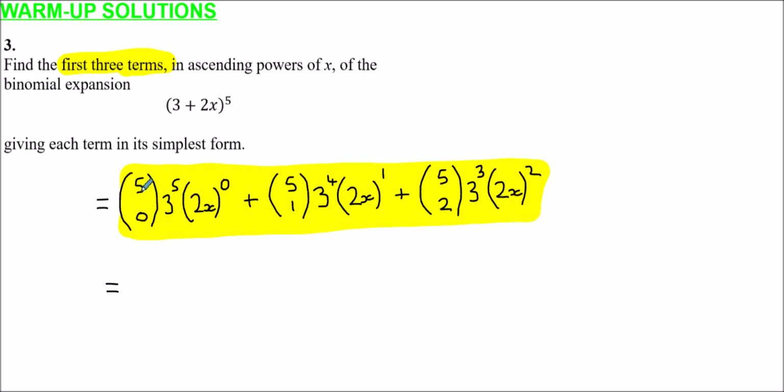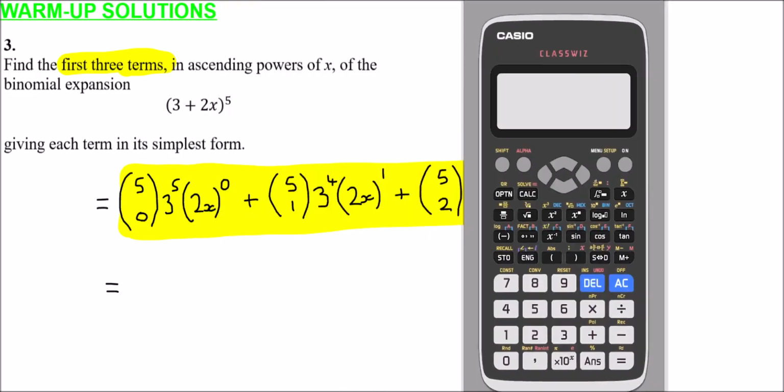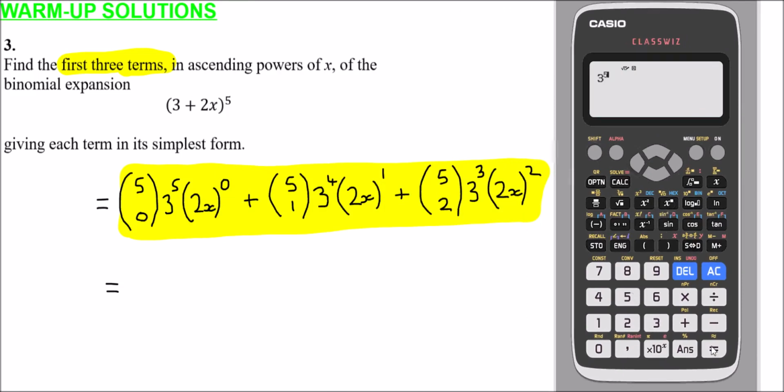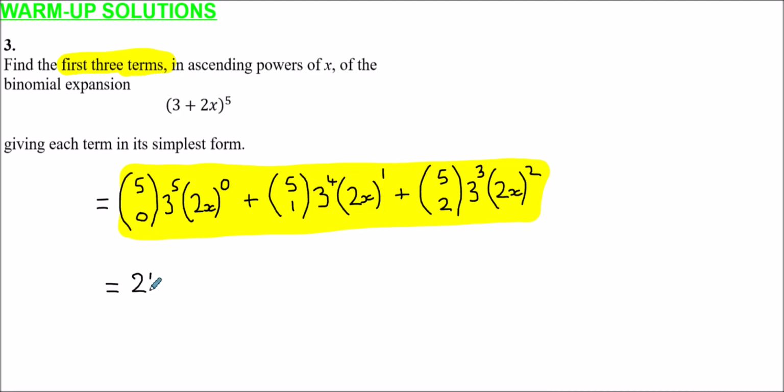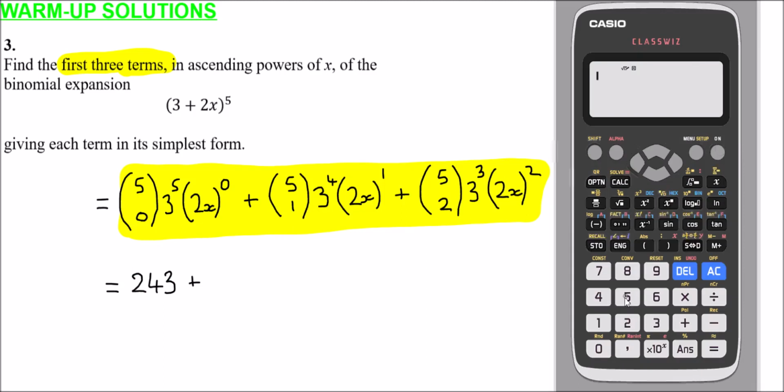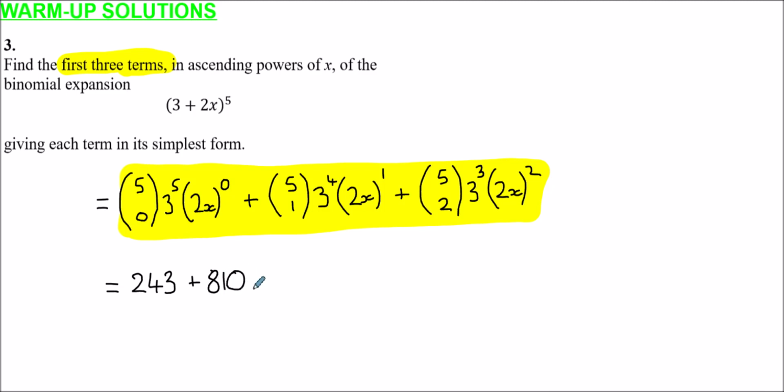This first one, any integer choose 0 will always be 1. Similarly, (2x) to the 0 again will be 1, so we're just going to have here 3 to the power 5. So 3 to the power 5 is 243. The next one, 5 choose 1, so here we press 5 and shift NCR, shift divide symbol, 1 multiplied by 3 to the power 4, and then just multiplied by 2, because 2 to the power 1 is just 2. So that gives us 810. So the coefficient of x is 810.